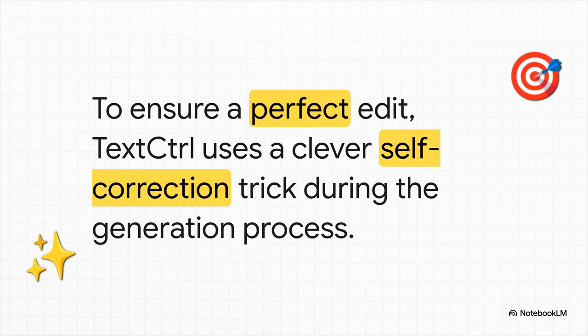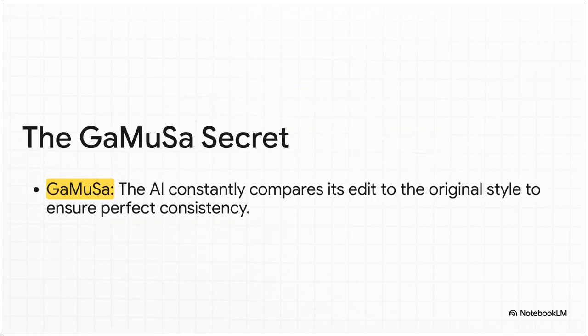But look, having the right ingredients in the right recipe isn't always enough. A good chef tastes the food as they cook to make sure it's perfect. Well, TextCtrl has a really similar mechanism for making sure the edit is flawless. It's called Glyph-adaptive mutual self-attention, or GaMuSa. Yeah, it's a bit of a mouthful, but the concept behind it is absolutely brilliant.